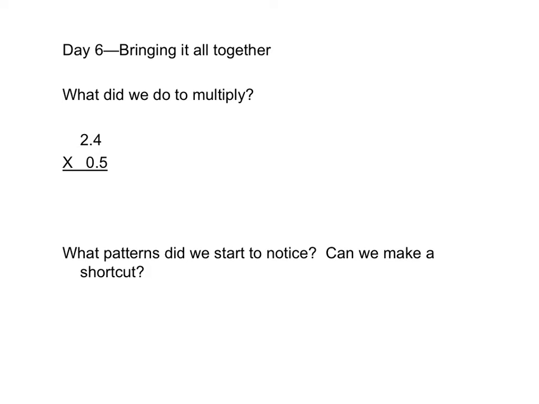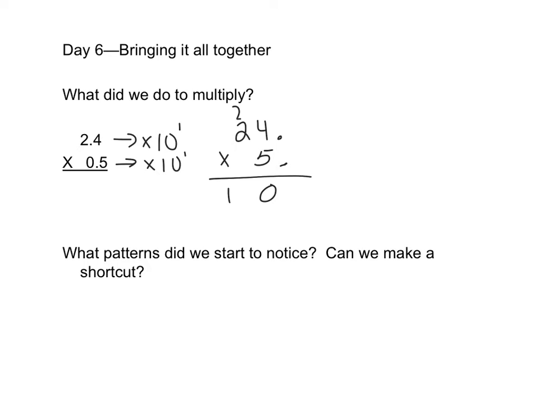So here, 2 4/10, we could multiply by 10 to the first power. 5/10 I could multiply by 10 to the first power, which in the end would give us the same thing as if we were multiplying 24 times 5. So the 5 times 4 would be 20. 5 times 20 is 100 plus 20 would give us 120. Here's our decimal point.